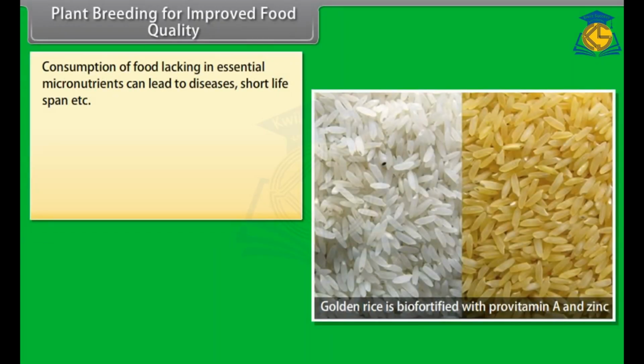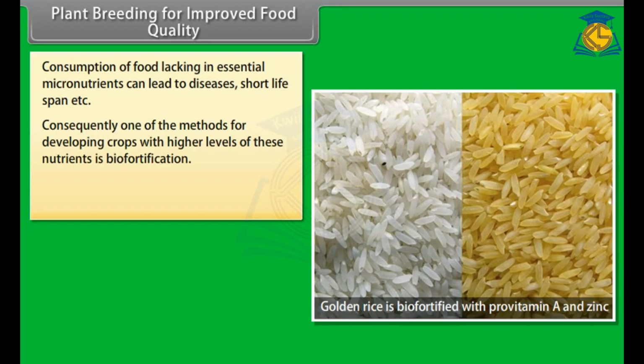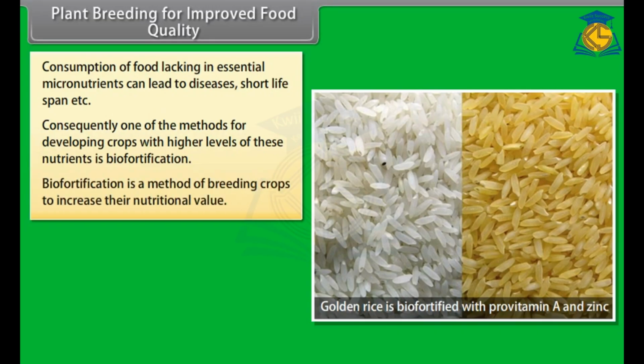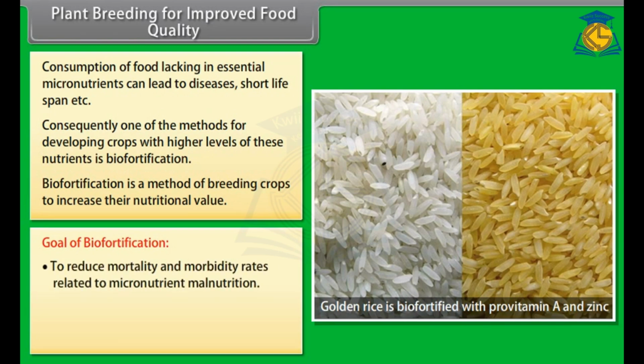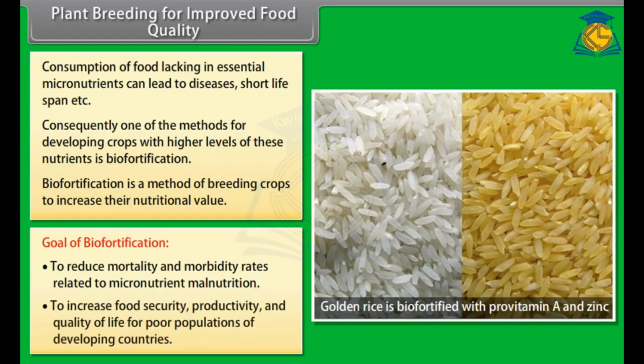Consumption of food lacking in essential micronutrients can lead to diseases, short lifespan, etc. Consequently, one of the methods for developing crops with high levels of these nutrients is biofortification. Biofortification is a method of breeding crops to increase their nutritional value. Goal of biofortification: to reduce mortality and morbidity rates related to micronutrient malnutrition, to increase food security, productivity and quality of life for poor populations of developing countries.